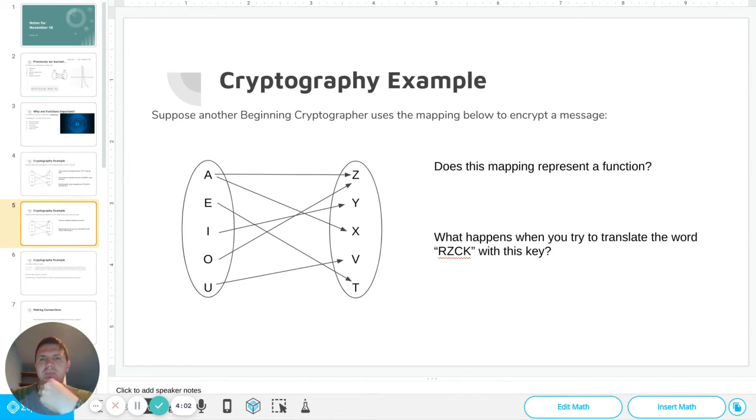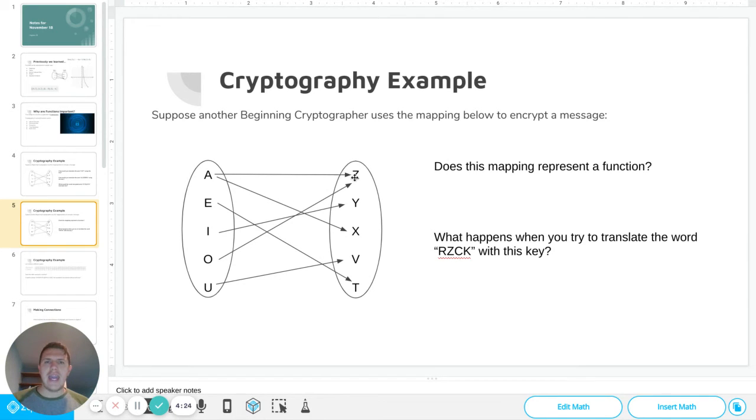All right, let's take a look at another mapping right here, very similar to the last one, but think about this in terms of input and output. Does this mapping represent a function? In this case, take a look at what A does. A goes to both Z and X. And that's a problem based on what we know about functions, just simply because we know that for every input, there needs to be exactly and only one output.